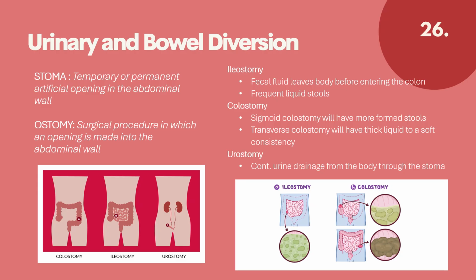We're assessing the stoma. So that stoma is the temporary or permanent artificial opening in the abdominal wall, whereas your ostomy is the actual surgical procedure in which an opening is made into the abdominal wall. So that's the two differences between that. The stoma, so we want to make sure that we are assessing that stoma. Is it pink, moist? We do not want to have any necrosis. We don't want it to be dry. We want to also help make sure that we are preventing infection and we're appropriately cleaning around that stoma when we're changing the bag. That goes just the same as if someone has an ileostomy or colostomy.